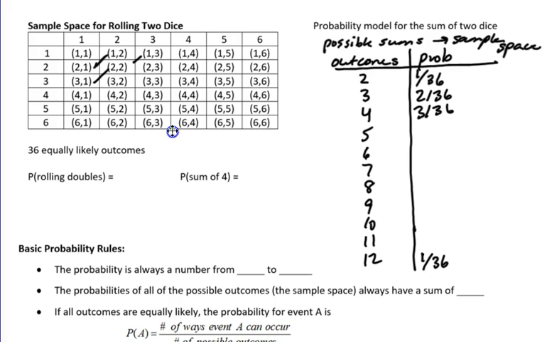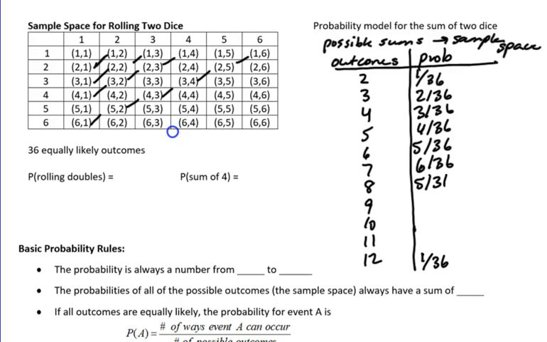For rolling a 5, we would have these 4 different ways to roll a 5, and so on. We could keep completing this table. The most likely thing is rolling a 7 because you can do 1, 6, 2, 5, 3, 4, 4, 3, 5, 2, or 6, 1. So that's 6 out of 36.